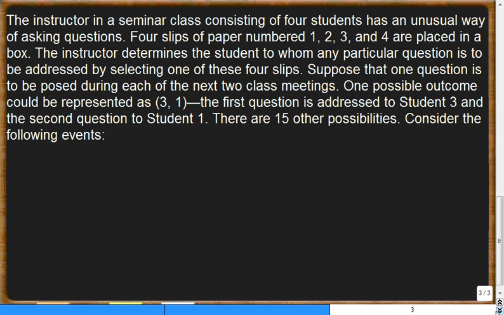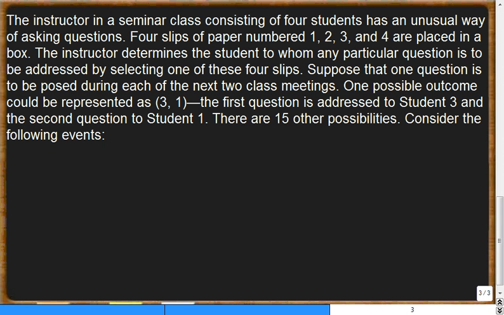And the last question we're looking at: the instructor in a seminar class consisting of 4 students has an unusual way of asking questions. 4 slips of paper are numbered 1 through 4 and placed in a box. The instructor determines the student to whom any particular question is to be addressed by selecting one of the 4 slips. Suppose that one question is to be posed during each of the next 2 class meetings. One possible outcome could be represented as 3, 1: the first question is addressed to student 3, and the second question is to student 1. There are 15 other possibilities.